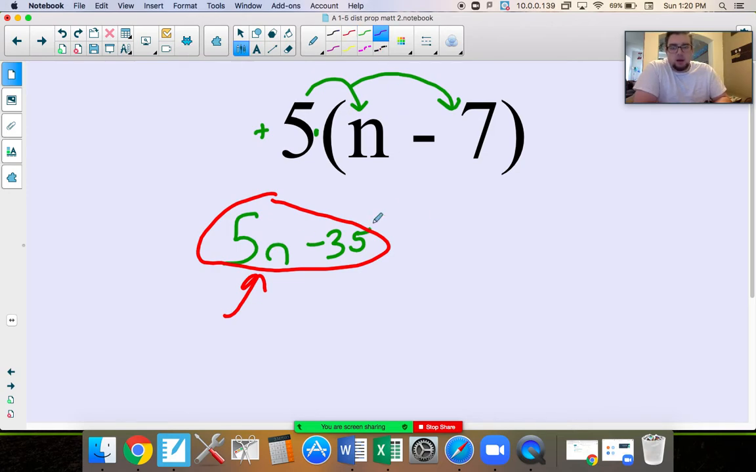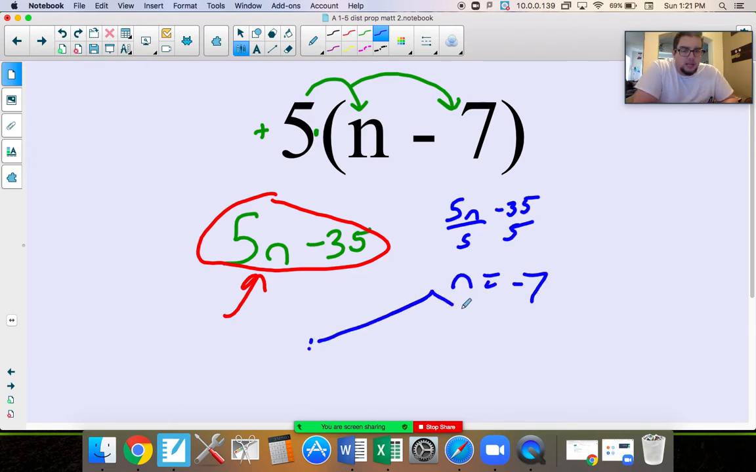You can't be like, all right, I have a 5n and this negative 35. I'm going to divide by 5 like this, and now it's n equals negative 7. Where the heck did this negative symbol or this equal sign come from? If it's not there to begin with, you can't add it, so don't do that.